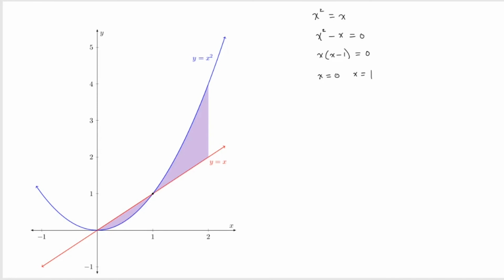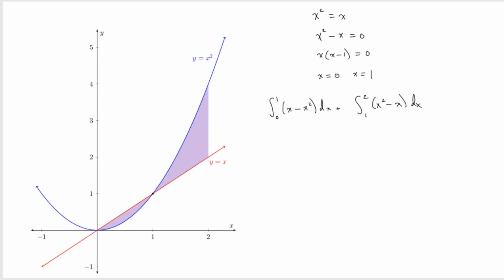And so how do we find the area between these two curves? Well, from 0 to 1, y equals x is the top curve, and from 1 to 2, y equals x squared is the top curve. And so we need to break the area down into two parts and compute the area of the region between 0 and 1 and the area of the region between 1 and 2, and simply add them together.